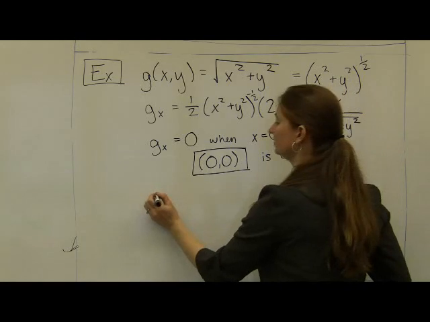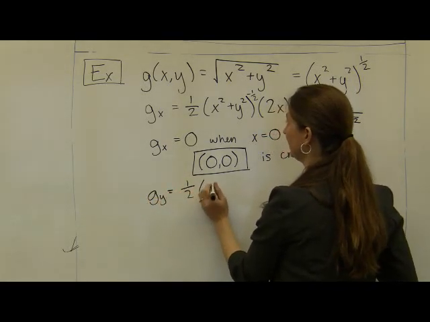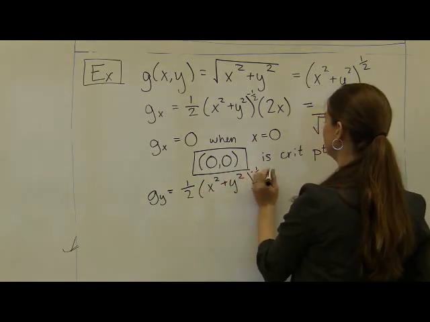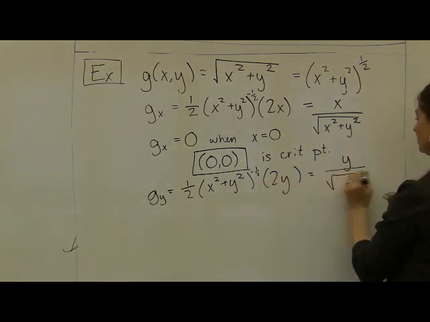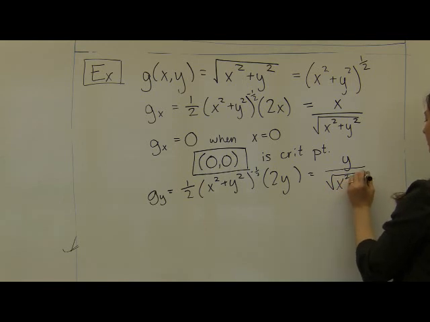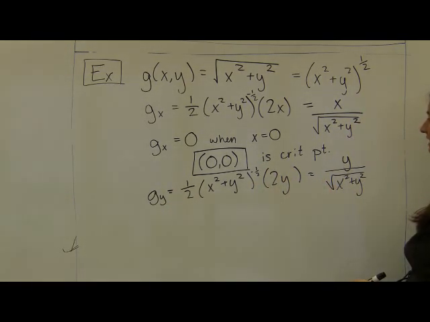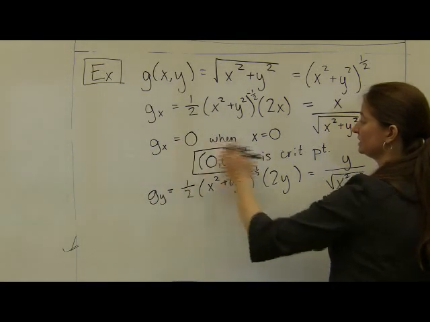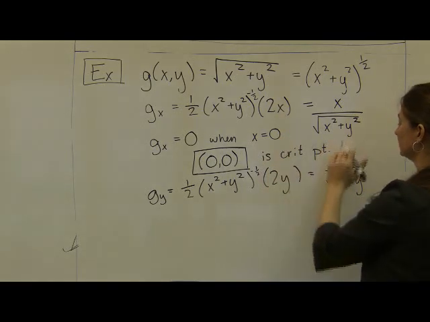So let's go ahead and solve. My partial with respect to y in this case is going to be 1/2 x squared plus y squared all raised to the negative 1/2 times 2y, which simplifies to be y divided by the square root of x squared plus y squared. And we get the same information out. We still see that 0, 0 is a critical point because my partial with respect to y is not defined at that point. Also, I see that my partial with respect to y is equal to 0 when y is equal to 0, but if both x and y are equal to 0, then neither of these are defined.